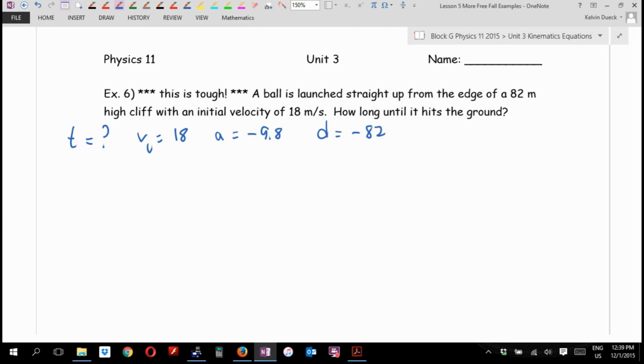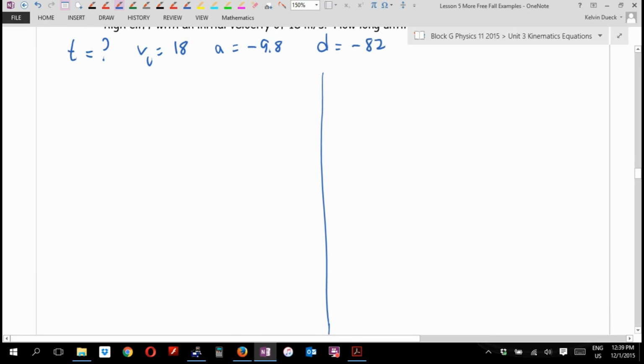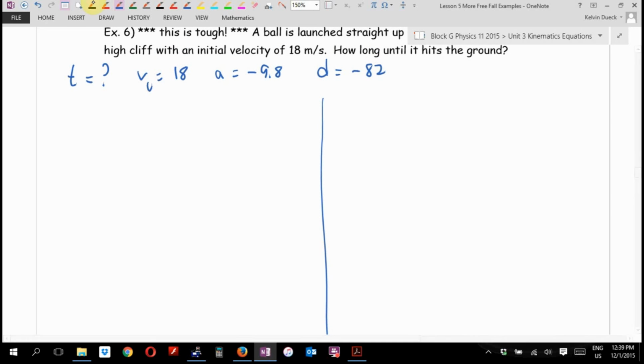Robbie, I'm looking for, by the way, do me a favor, folks. Write a long line right down the middle of your page. You're going to see why in just a second. Robbie, I'm looking for an equation that has T, VI, A, and D in it. This one. Right? What am I trying to find, Robbie? Problem. How many T's are there in this equation?